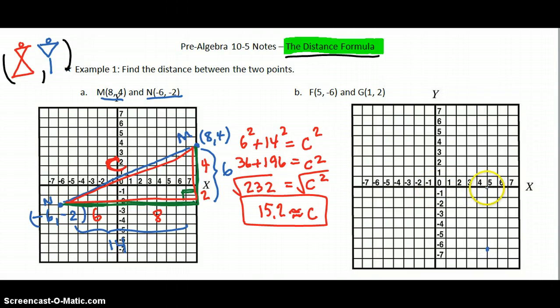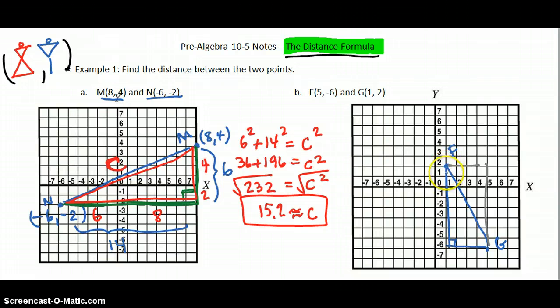Moving positive 5 and negative 6. Then I'm going to go positive 1, positive 2, and I'm looking for the distance between F and G. So you can make a right triangle here, or some of you may have made your right triangle at the top. Either way, it's still going to form two congruent right triangles, but I'm going to stick to my blue triangle that I originally made.